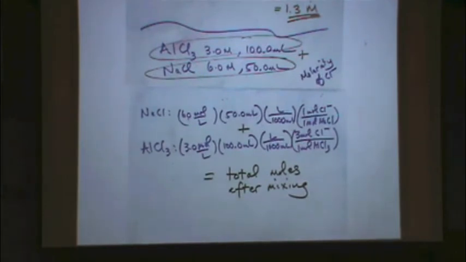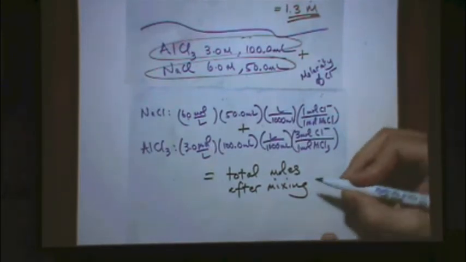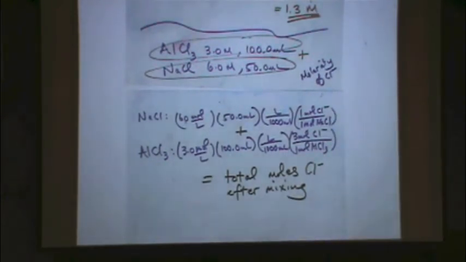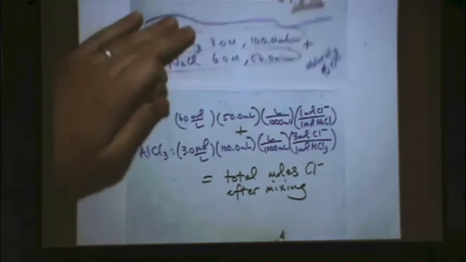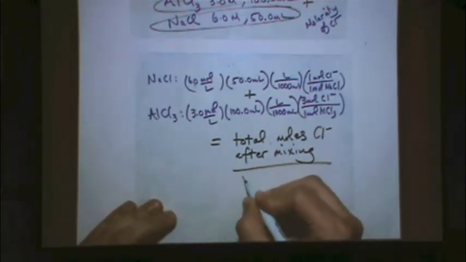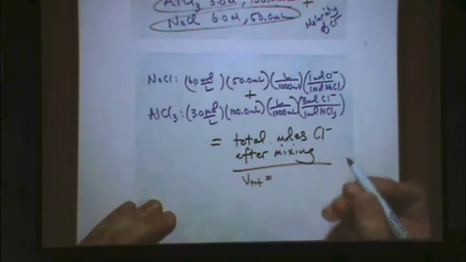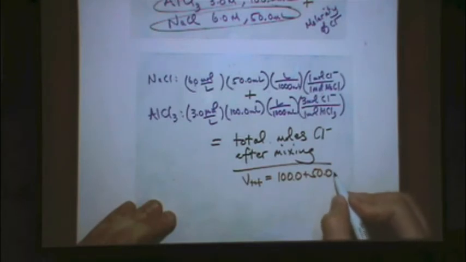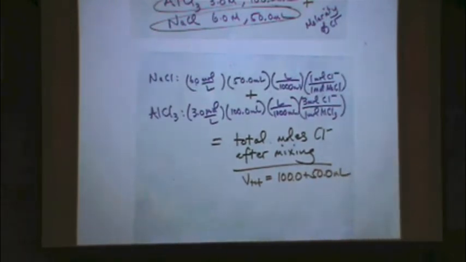If I have the total moles after mixing, it's going to be some number. How do I find the molarity? And this is the total moles of chloride, specifically, because it's moles of chloride here, moles of chloride there. If I have moles, how am I going to go to molarity? Divide by the volume, which is? Divide by the total volume, which is what? You got it, 100 plus 50. I will now have the molarity of the chloride ion.